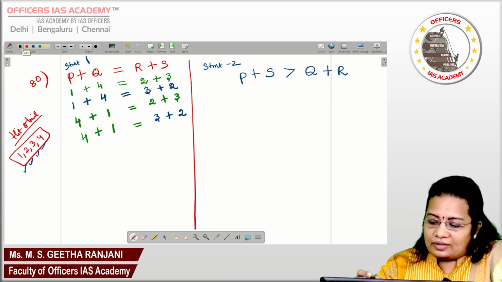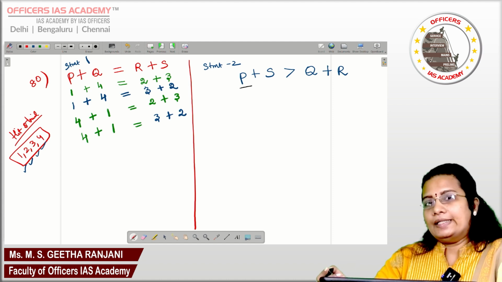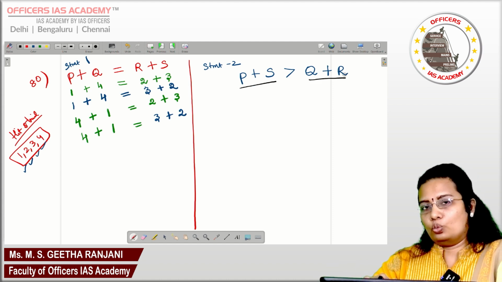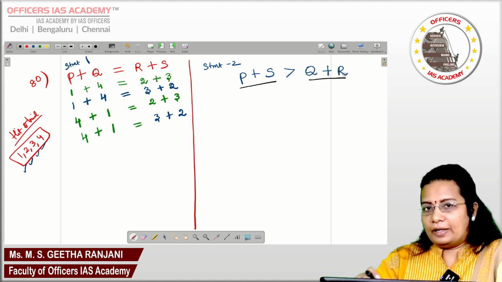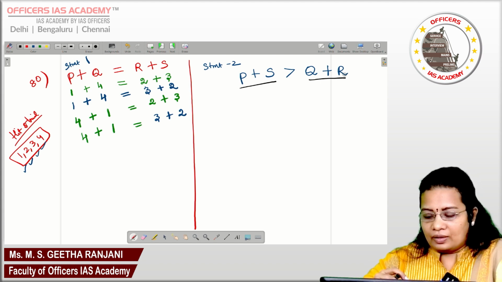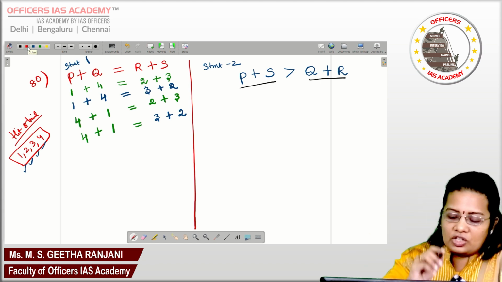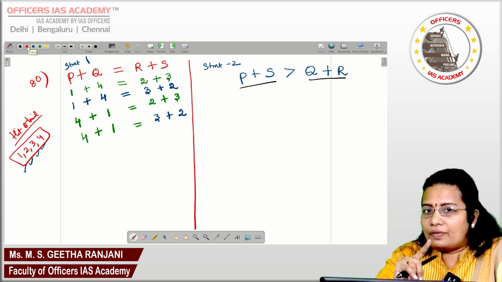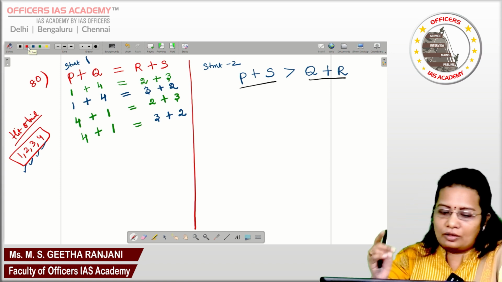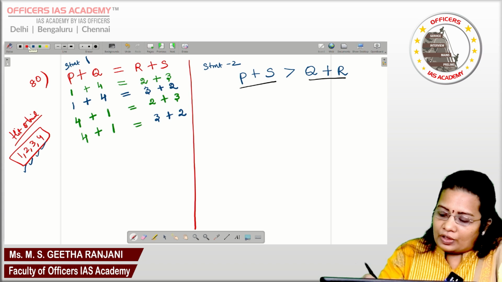The next thing is we want to match with the condition of statement number 2. Whichever possibility satisfies this statement is going to be the answer. Other things you can eliminate. Initially, I formed 4 possibilities. Out of that, how many possibilities are worth taking? We are going to check that. P plus S.